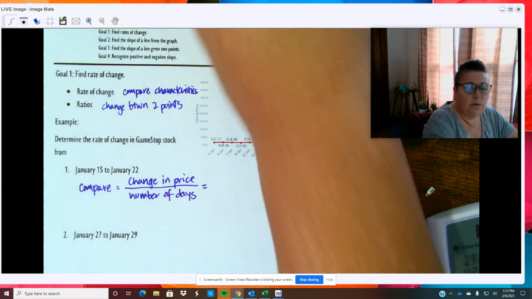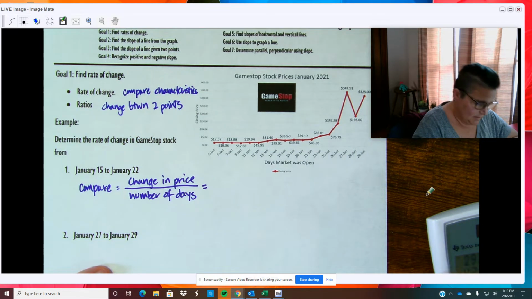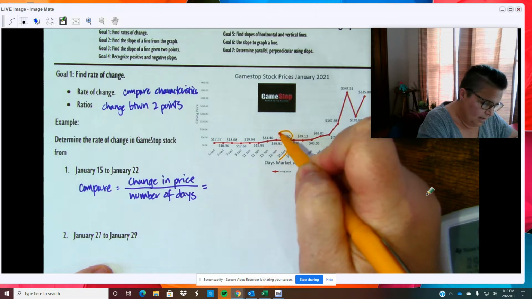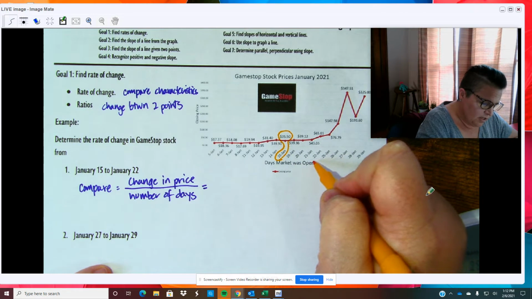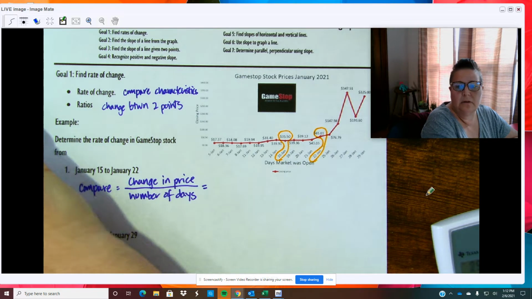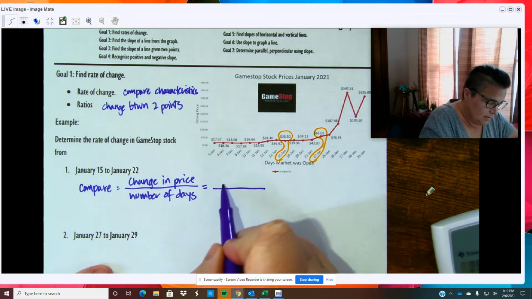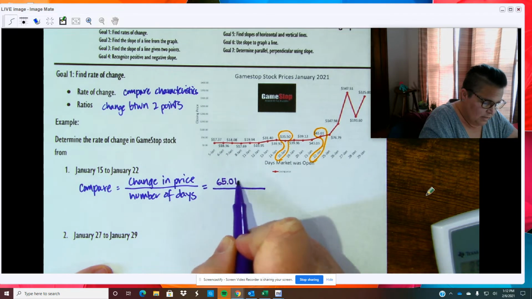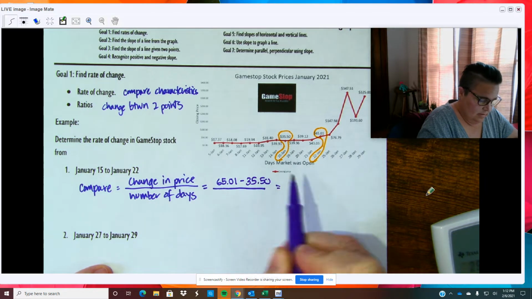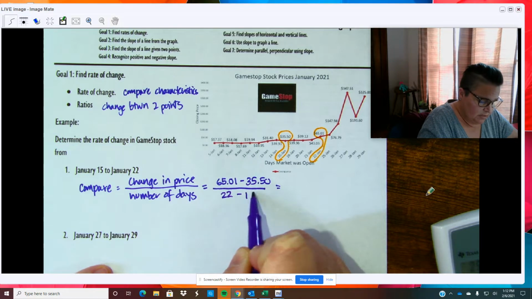All right, so we want to compare January 15th to January 22nd. So we're going to take a look here and find January 15th and the price. And then we're going to find January 22nd and the price. Okay, the change in the price is the difference between 65.01 and 35.50. The number of days is the difference between January 22nd and January 15th.